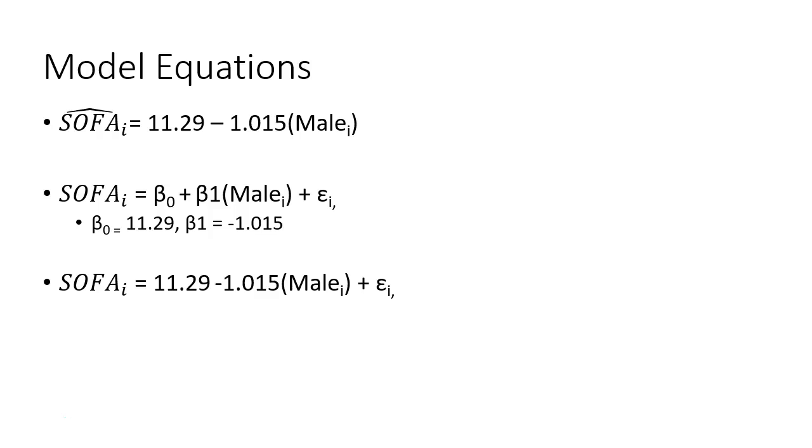The second bullet and the third bullet say the same thing. The third bullet just has the regression coefficients plugged into the equation instead of the parameters that represent them, beta 0 being the intercept and beta 1 being the slope. So that's another quick regression example.